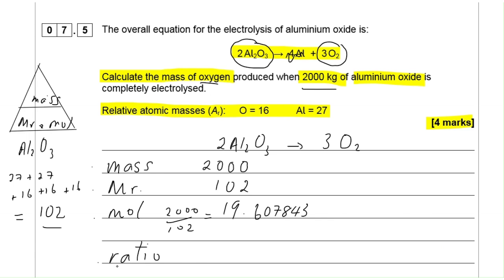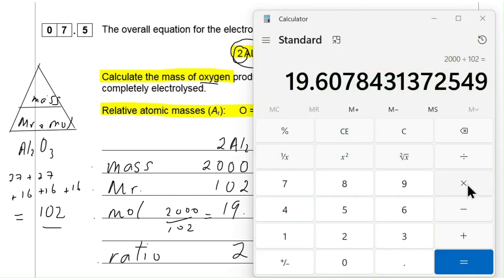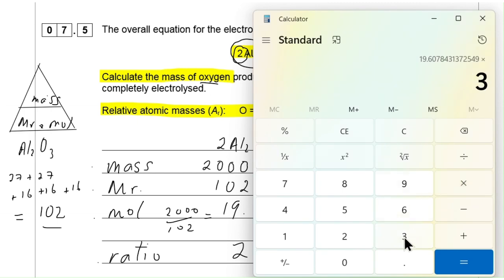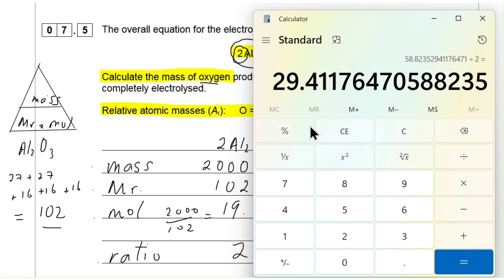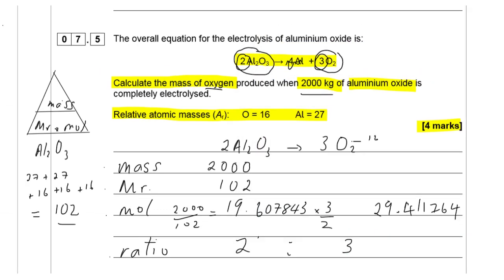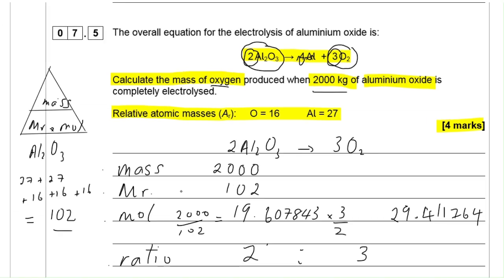We go to the equation now to get the ratio. So the ratio is for every 2 aluminium oxides there are 3 oxygens. So we must multiply our moles by 3 and divide by 2. And here's the answer on the calculator. Again, leave it on the calculator because you're going to need it in a minute. The answer is 29.41 and all those numbers. Now we go up for the Mr of oxygen. Oxygen is O2, so it's 16 plus 16, 32.